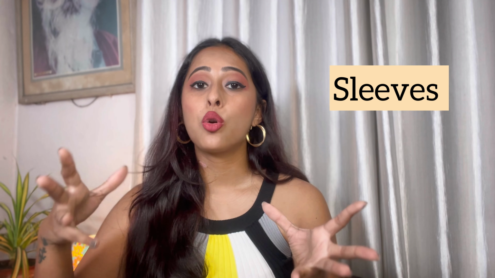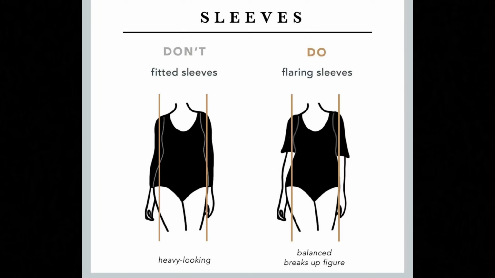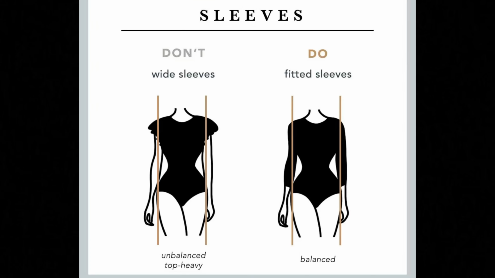For sleeves, go for sleeves that flatter the slender arms, like flare. Don't go for very fitted or tight sleeves. It will not look good. Even if you're going for short sleeves, don't go for tight fitted, go for ruffle sleeves.